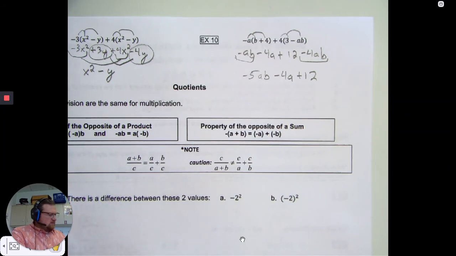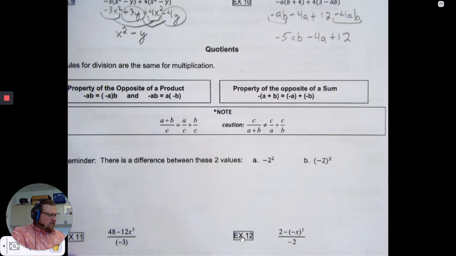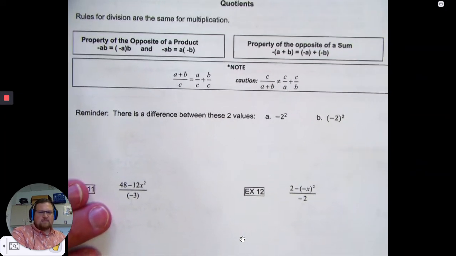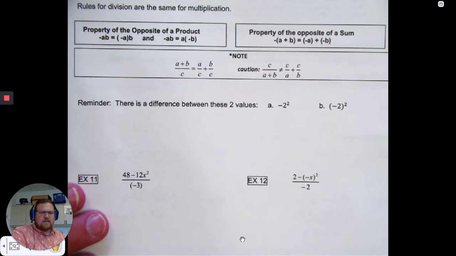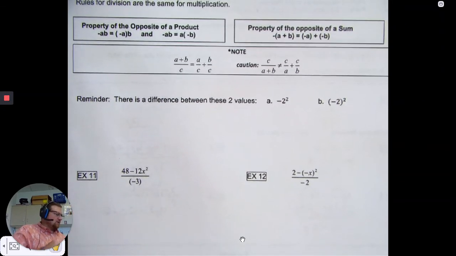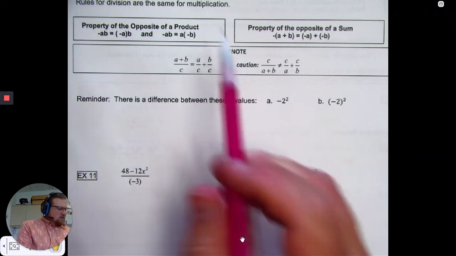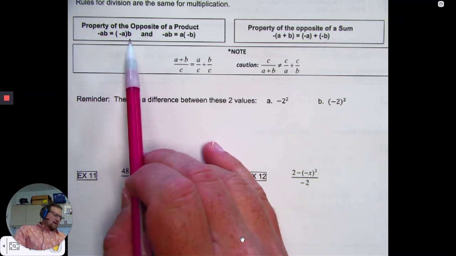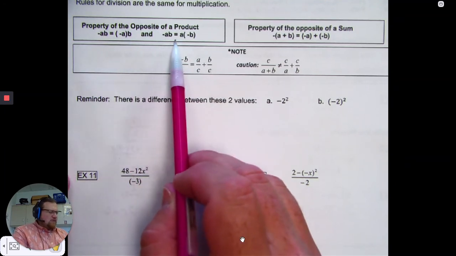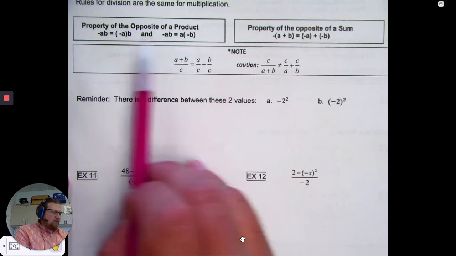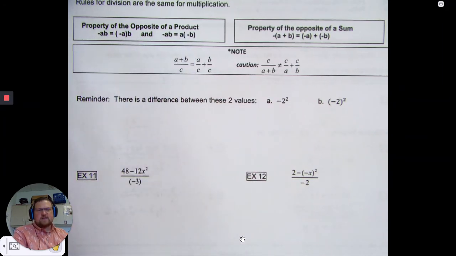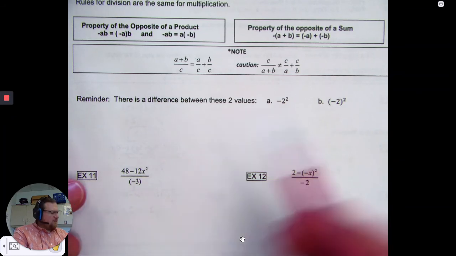Okay, and then our last little bit we're going to look at here is properties when we're talking about division, about sums, and with subtraction, right? So when we look at this, a couple quick things. Negative a times b is the same as negative ab. Negative ab is the same as a times a negative b. You can put that negative with either a or b, and it still gives you the same exact answer.